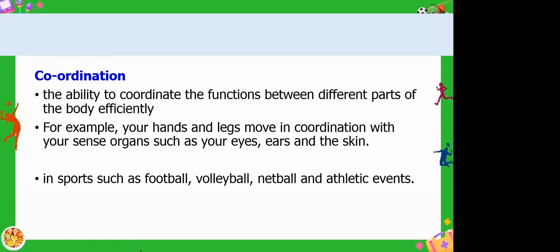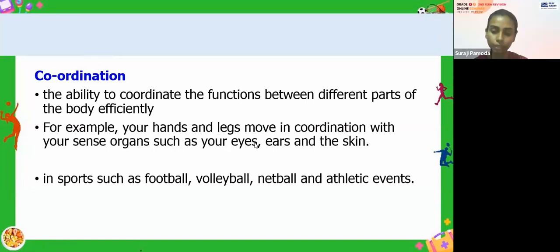It is coordination. Coordination means when we do a sport, we don't always use only one part of our body, right? When we do a sport we use several parts of our body, right? So when we use these several parts, they should be in coordination, right?